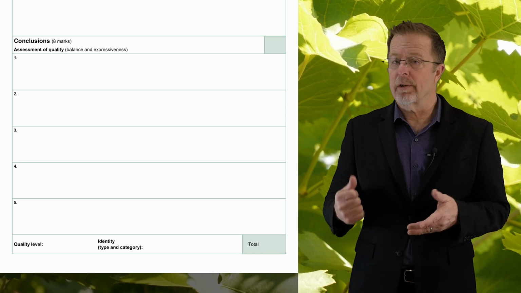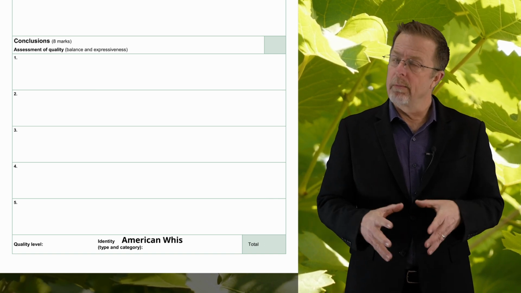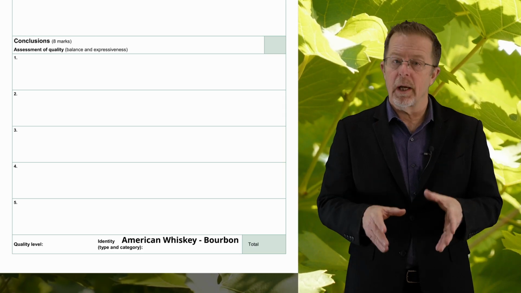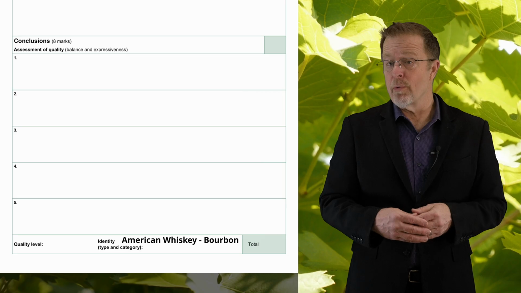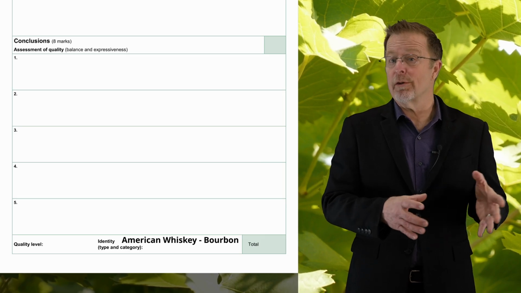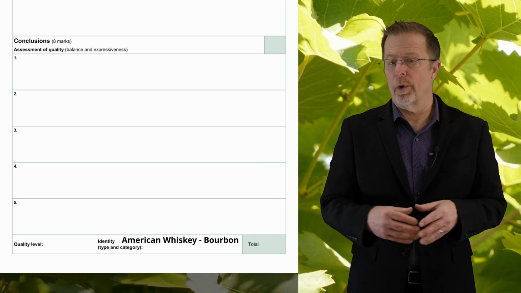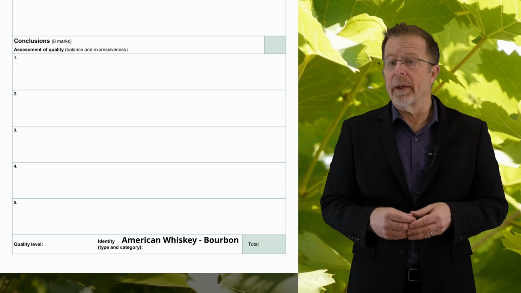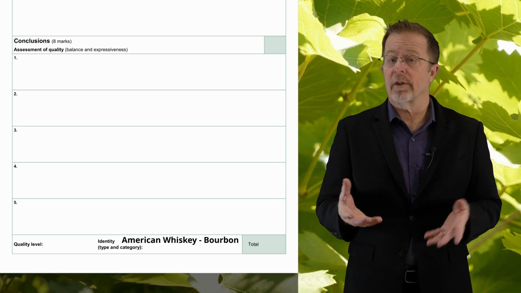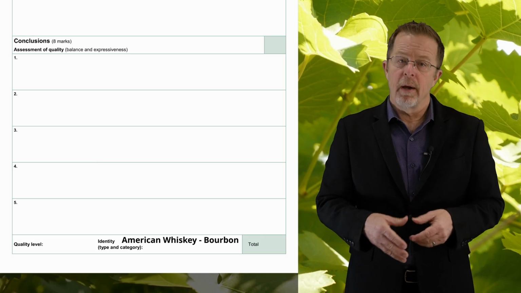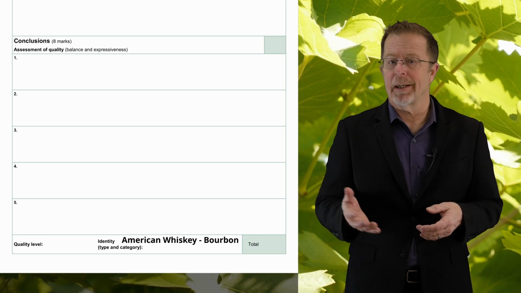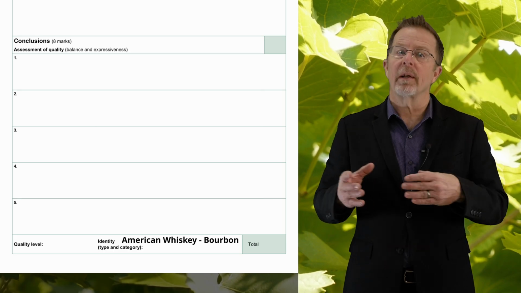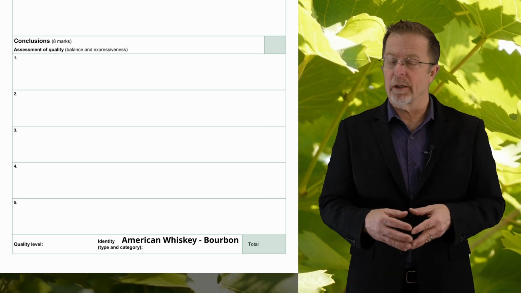For example, writing just bourbon gets you 1 mark. You must write American whiskey, bourbon, to get both marks. If it is a Caribbean rum, you must specify if it is wood-aged or not wood-aged. Next is the quality level. This is worth 1 mark, and you have to select, again, just 1 term from faulty, poor, acceptable, good, very good, outstanding. Don't write very good to outstanding because you will get 0 marks.